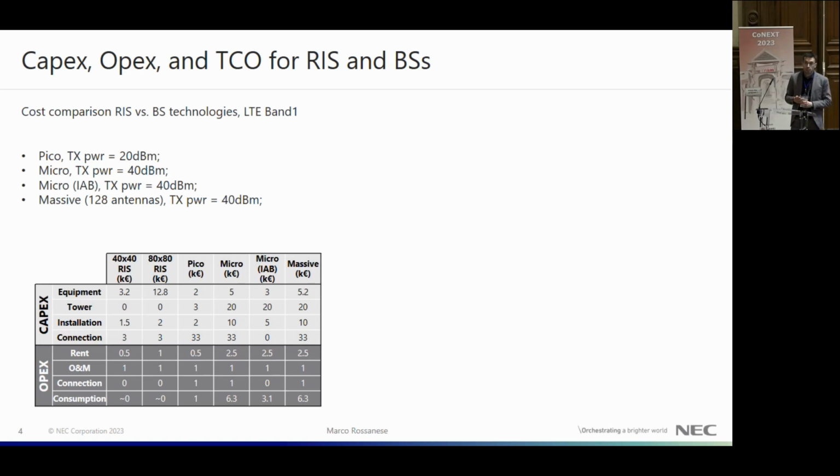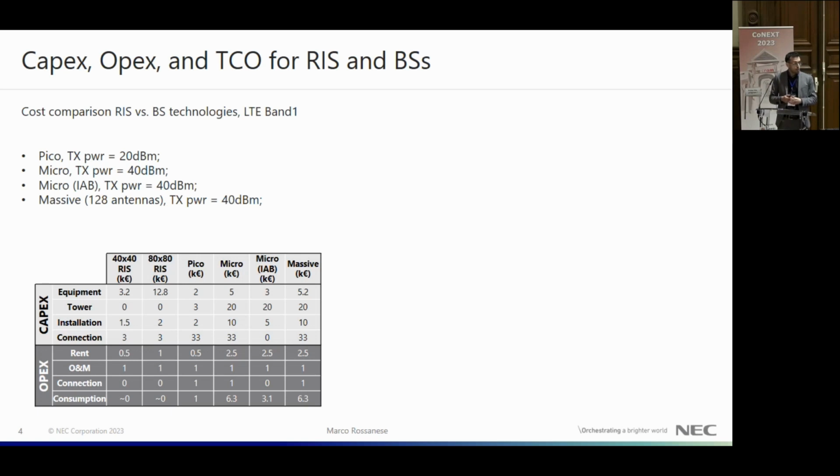So I want to start giving you some information about the cost model that we defined. This cost model is overly conservative because all the prices for RIS are based on our experience building these devices, and are based on retailing prices. So they are more expensive than what we expect in mass-scale production. Instead, for the base stations, we are comparing RIS to base station technologies. All the numbers are taken from the literature, and were also confirmed by our partner operator.